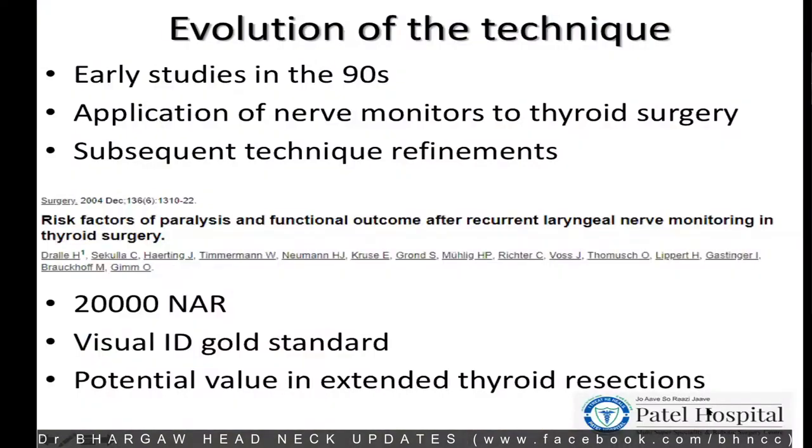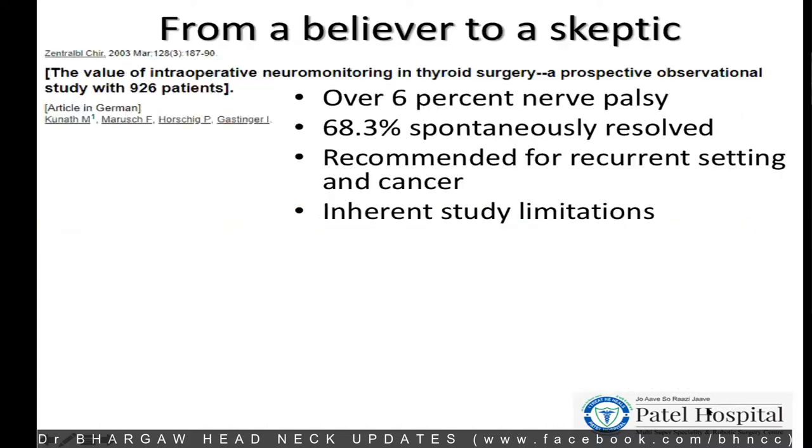Remember when this technique started, they started applying nerve monitors to thyroid surgery, and then refinements of technique came about. Without any relevant financial relationships, Medtronic has a lot to do with intraoperative nerve monitoring and the way it's evolved over the last couple of decades. But here's a study. Again, we'll be quoting a lot of studies during the course of this short talk. 20,000 nerves at risk. So NAR is nerves at risk. Visual ID was the gold standard, but they said that there is a potential value in extended thyroid resections. So whenever you're doing a high-risk thyroid cancer surgery, you would benefit from using it, but otherwise not, which is probably the philosophy that we're going to espouse. And we'll also talk very briefly about the caveats of the papers that we're going to talk about.